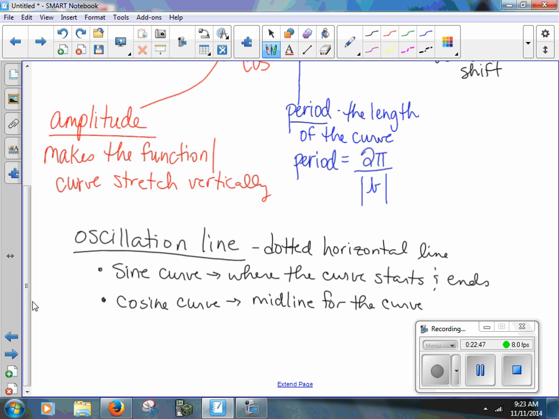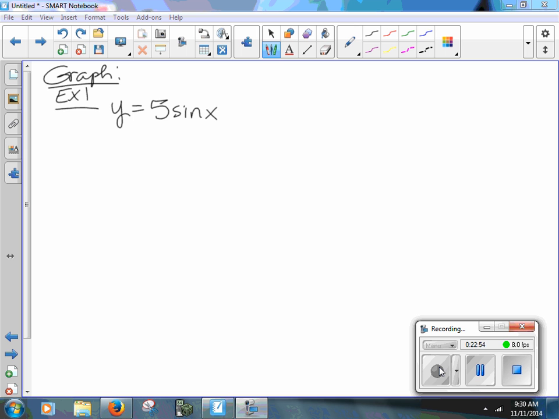That's a whole lot of information, y'all. That's a whole lot of background information. And we're only going to graph one period. The pre-work consists of this. We're going to write the same things all the time. Is this thing going to reflect? It's a positive 5 sine x. So it's not going to reflect.